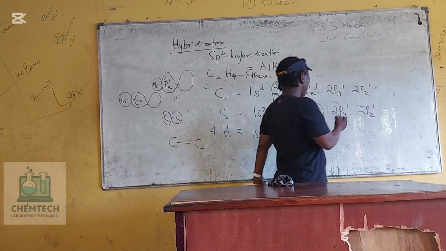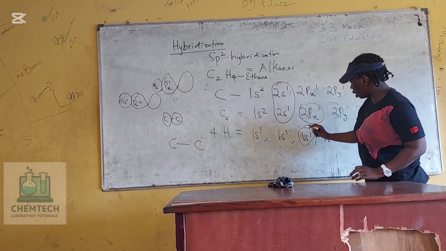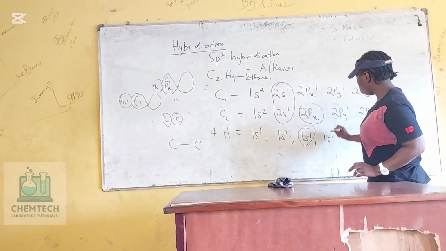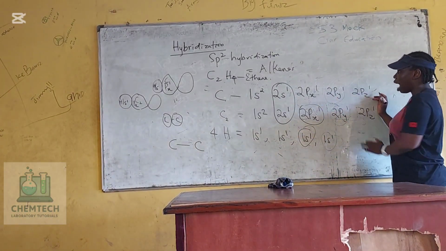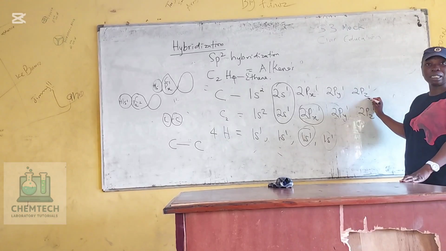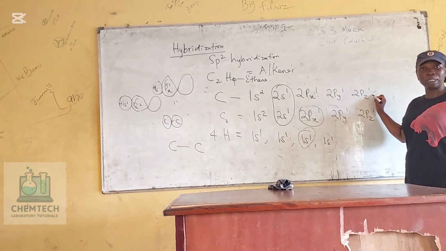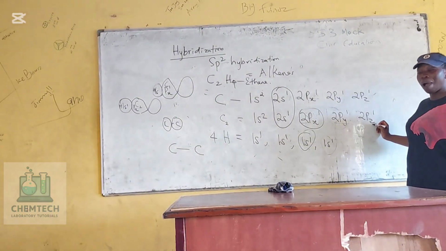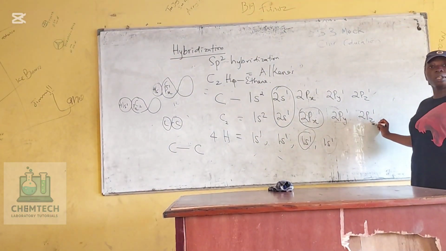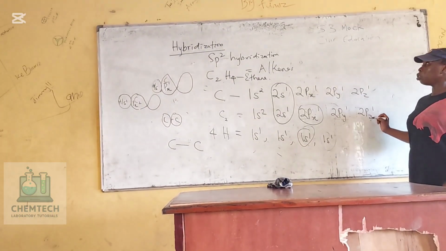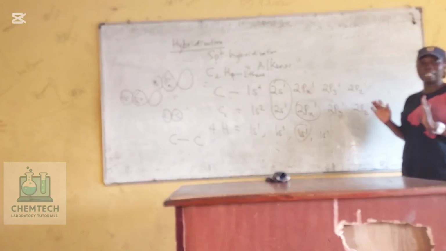Now we will have this one bonds with this, and this bonds with what? This. Then we will have 2pz1 of the first carbon remaining, not used for bonding. We have 2pz1 of the second carbon remaining, not used for bonding. So let us bring the structure together.